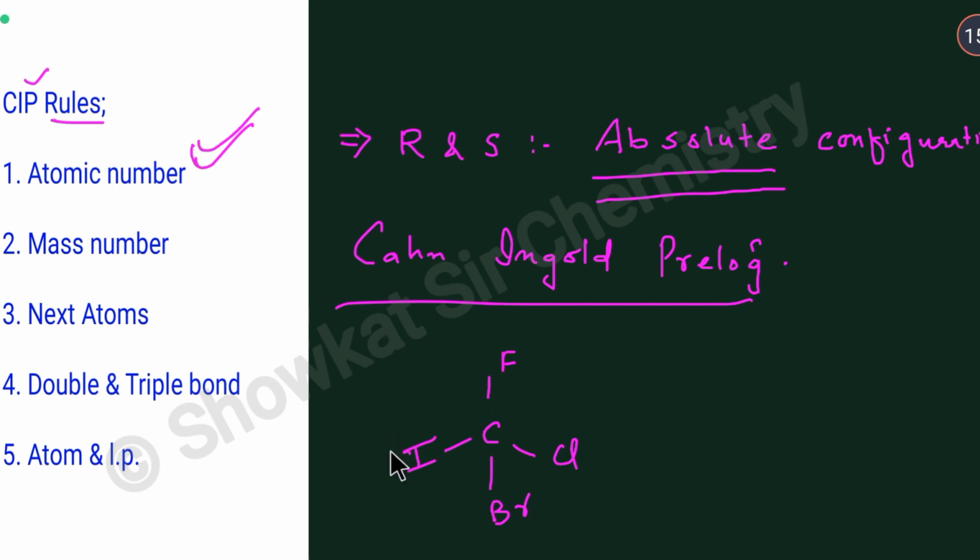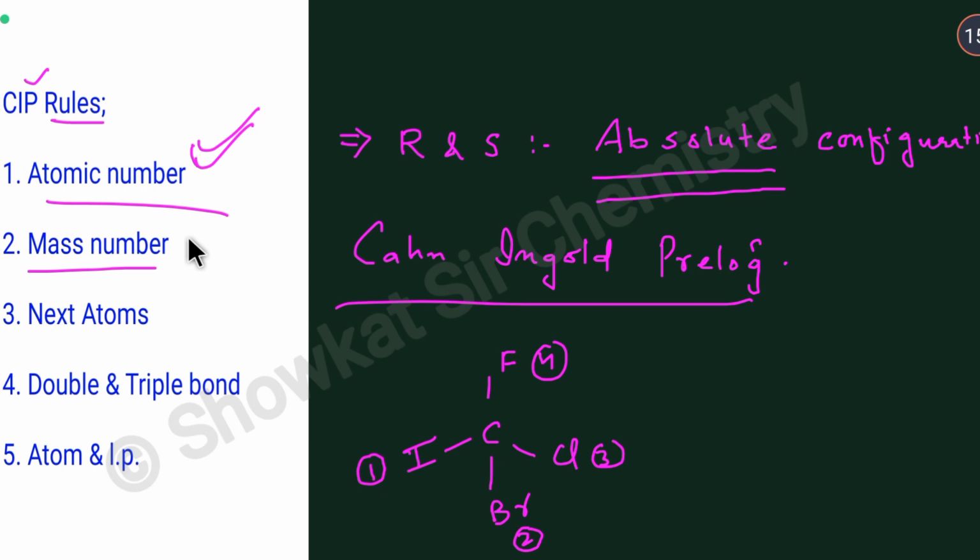For example, we have iodine. Its atomic number is very high as compared to fluorine, chlorine and bromine, so its priority will be 1. Then priority number 2 goes to bromine, 3 to chlorine, and 4th will be fluorine because it has a very low atomic number. So first of all, the higher the atomic number, the higher the priority.